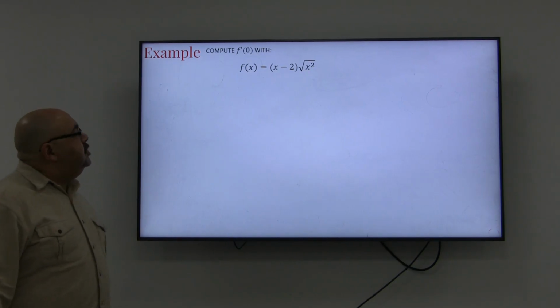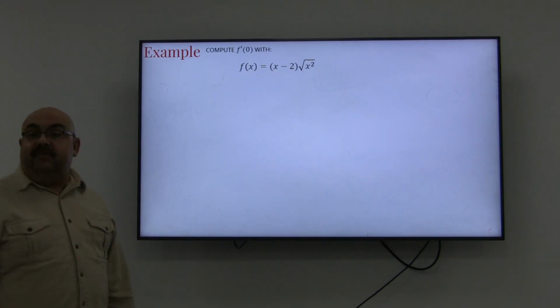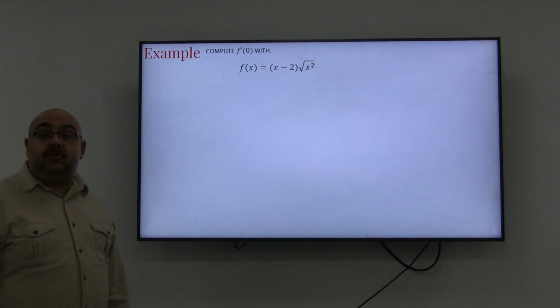It says compute f dash 0 with f of x for the function x minus 2 root x squared.